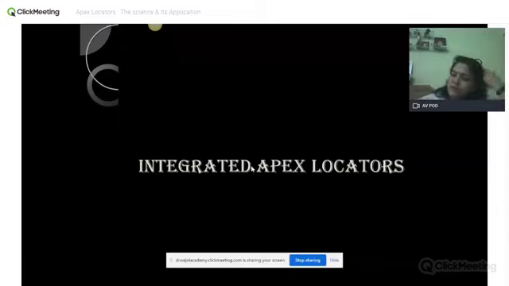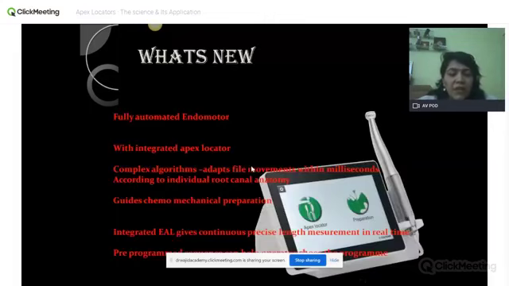Integrated Apex locators. The generation of integrated Apex locators are a boon to any clinician. These Apex locators can be mounted on the endodontic endomotor and it will constantly give you a reading while you work in the root canal. It helps you in restricting your preparation. It helps you in working precisely and accurately and ensuring that there is no passage of debris beyond the apical foramen.